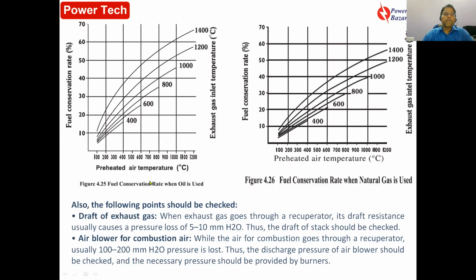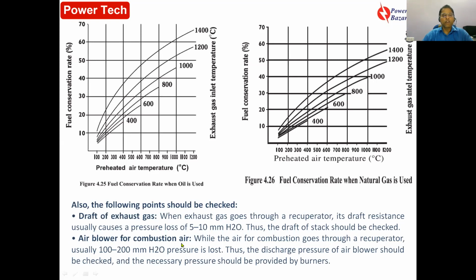Now, what is the disadvantage of a recuperator? The disadvantage is that whenever this additional path is provided, the recuperator is basically a metallic device. Because of the draft resistance to the exhaust gas through a recuperator, there is a pressure loss. There is an increase in the path of the dry flue gas, due to which there is a pressure loss of 5 to 10 mm of H2O. Therefore you need to check the draft of the stack or chimney to take corrective measures for this pressure loss.